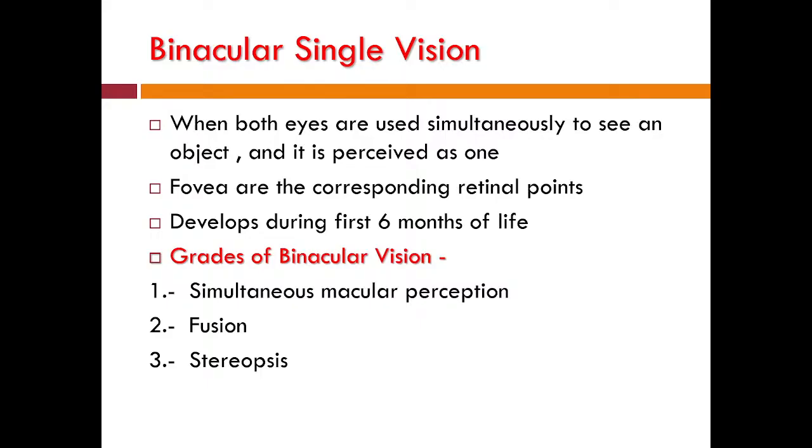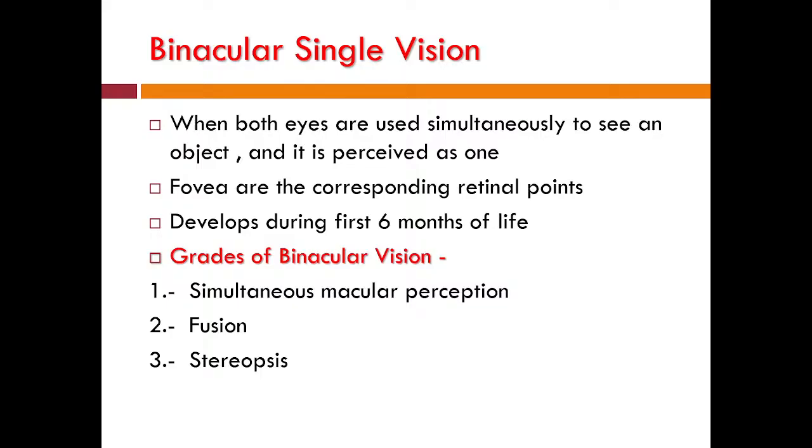Okay, this was about the muscles and ocular movements, now the supply. Now, we move on to binocular single vision. Any doubts till now? Okay. So, we come to binocular vision. So, simply, what is binocular vision? We are seeing with both eyes simultaneously and receiving the image as a single. So, both eyes are used simultaneously to see a particular object and it is perceived as a single object.